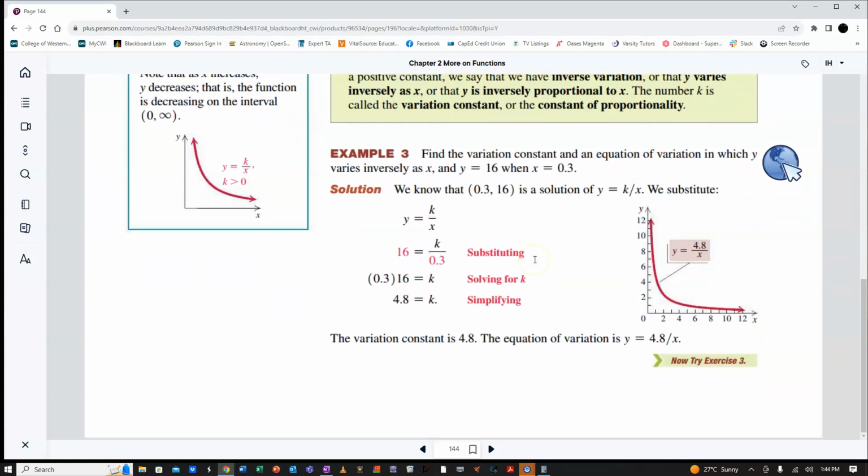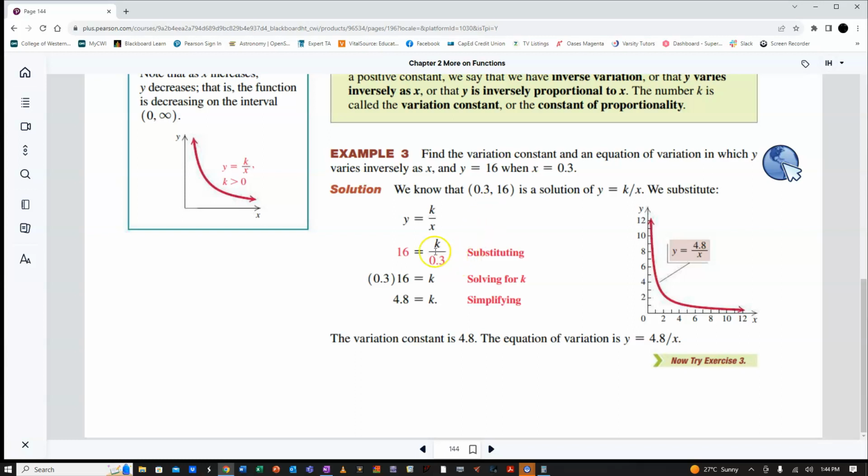Here in example 3, we are asked to find the variation constant and an equation of variation in which y varies inversely as x, and y will equal 16 when x is equal to 0.3. So an ordered pair of 0.3, 16 represents a solution to the equation y equals k divided by x.